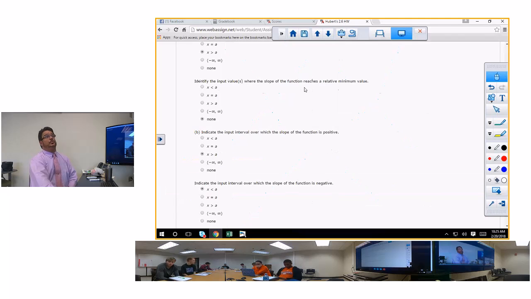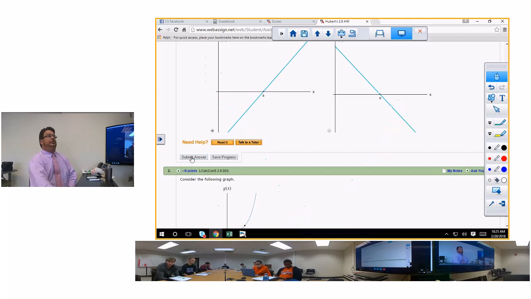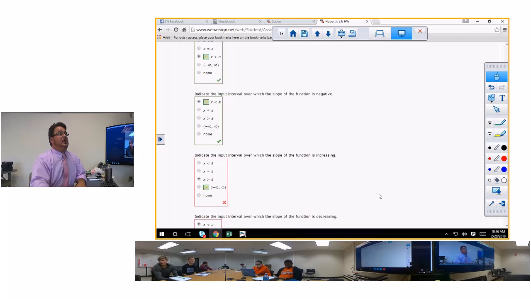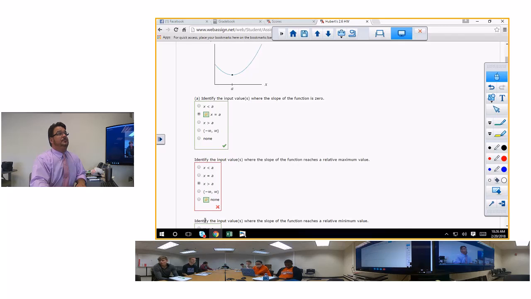Now let's see which one we got wrong. I still question that none, but let's see what it says. Okay, it says decreasing. You got it right. You got all of them right. This one says, identify the point where it's the relative maximum value. There's none of that. It says none on that one too.